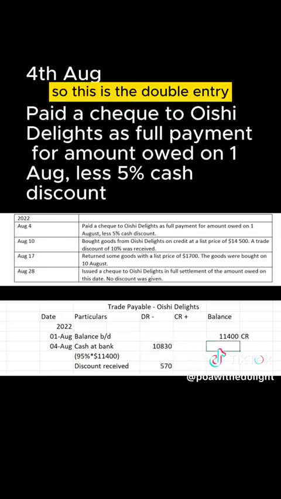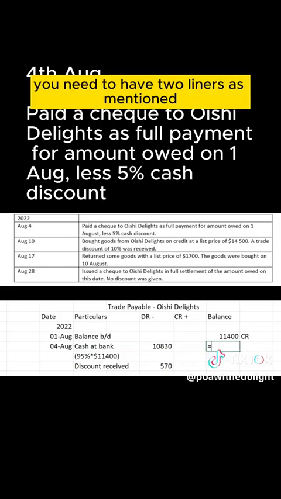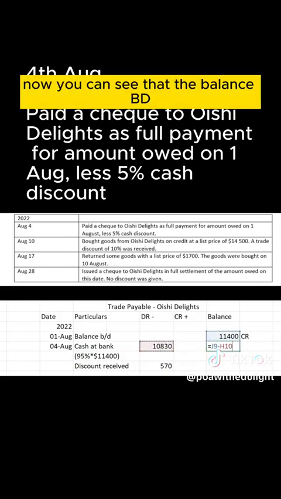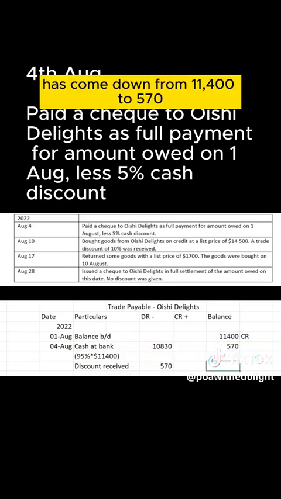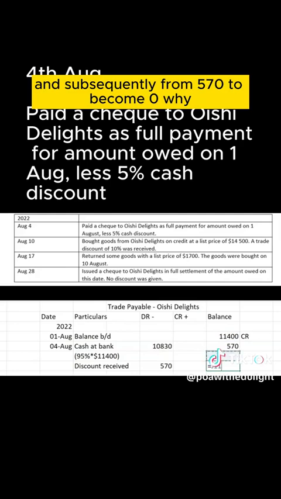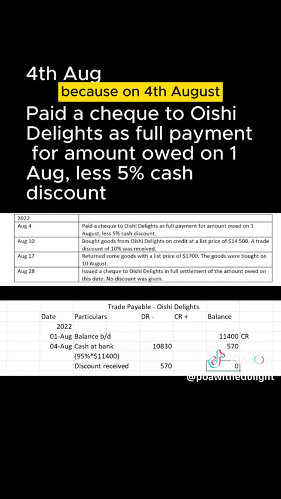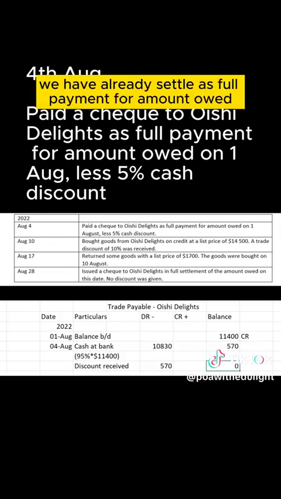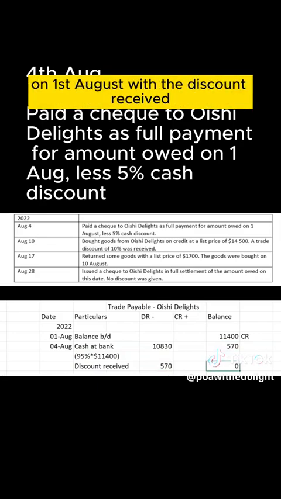So this is the double entry for 4th August. You need to have two liners as mentioned. Now you can see that the balance b/d has come down from 11,400 to 570 and subsequently from 570 to become 0. Why? Because on 4th August we have already settled as full payment the amount owed on 1st August with the discount received.